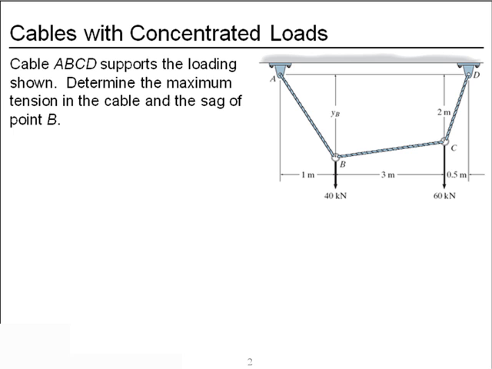Here's our cable under load with its deformed shape. The sag at point C is 2 meters, but we don't know what the sag at point B is. We want to determine the maximum tension in the cable and that sag at point B. There are multiple ways to approach any problem, and to highlight that, I'm going to approach this problem in a slightly different way than the example in your book. And here's our approach.